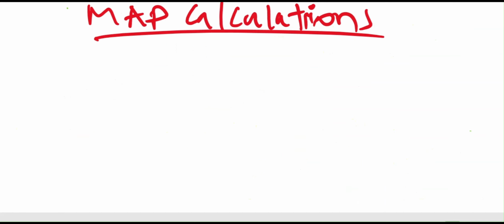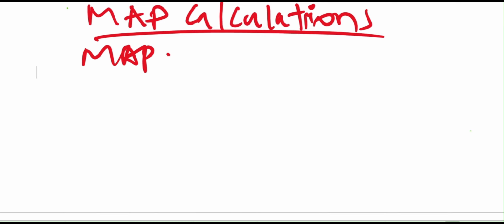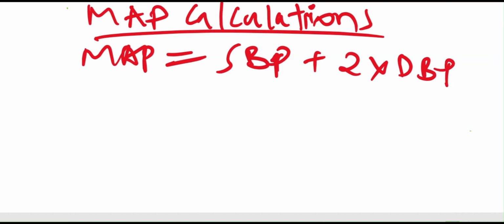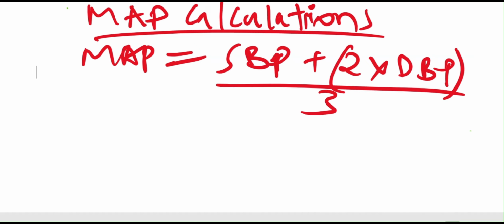So now let's calculate MAP. Assume you are in a clinical setting where you are using a manual blood pressure machine, or sphygmomanometer. Usually this is the formula on how to calculate MAP. MAP is equal to systolic blood pressure plus 2 times diastolic blood pressure. Then you divide all this by 3. Remember, MAP is a mean, an average of 2 pressures, that is systolic and diastolic blood pressure.